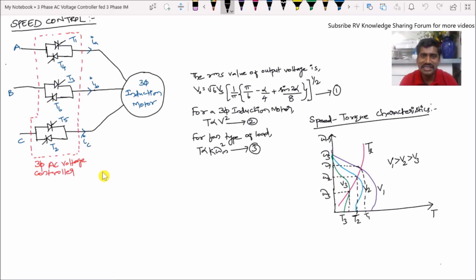In the next session 30, under part 2, we will discuss how this three-phase AC voltage controller controls the AC voltage, that is, how it converts a fixed AC input voltage to a variable AC output voltage with the help of waveforms. Thank you.